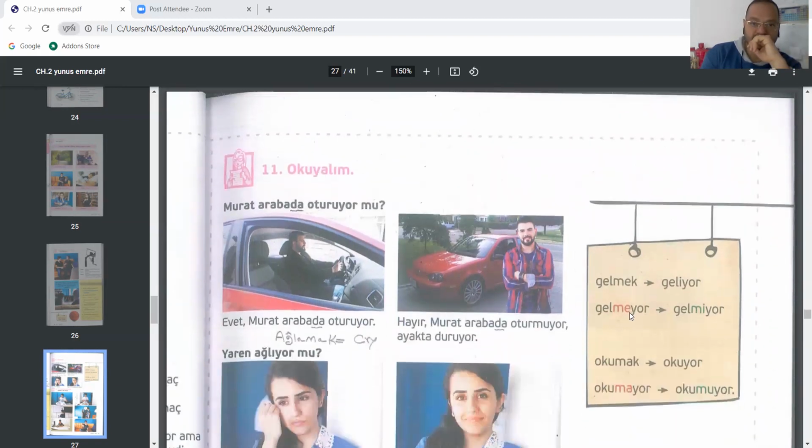Okuyalım. Murat arabada oturuyor mu? Evet, Murat arabada oturuyor. Hayır, Murat arabada oturmuyor. Ayakta duruyor. Walking on his legs. Gelmek, geliyor. Gelmiyor. I explained all this information in previous slides. Okumak, okuyor. Okumuyor. Here we delete the a and put the appropriate vowel letter to be okumuyor, to be at the same tone.